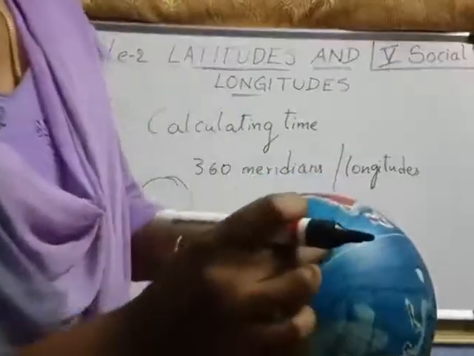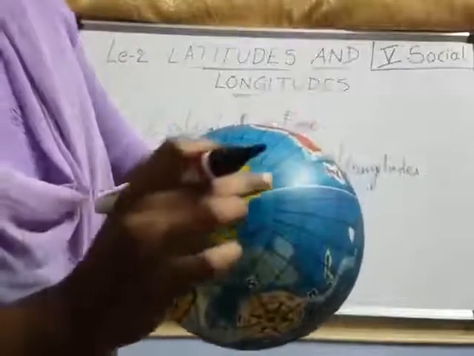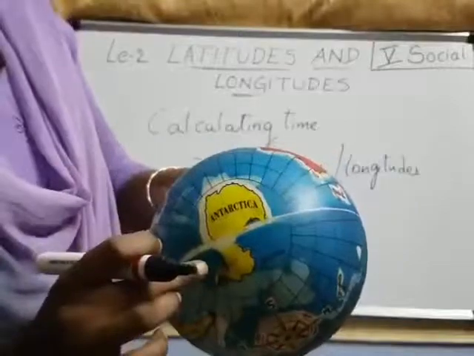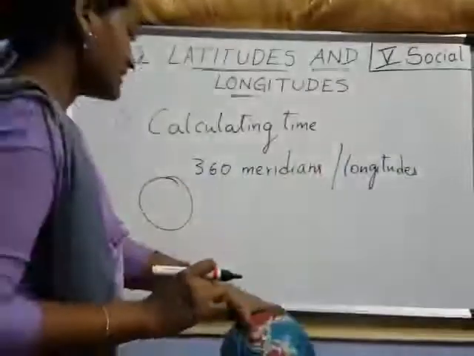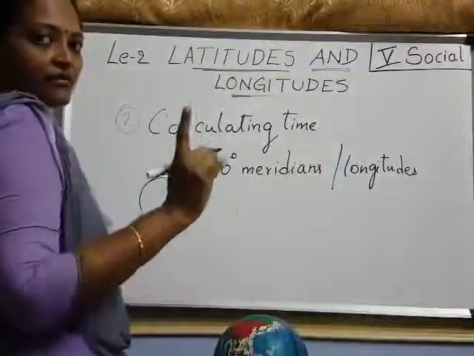Here 0 to 180 degrees, one half, and again 0 to 180 degrees, another half. So one round is completed. Watch, 360 degrees, all three. So the earth rotates 360 degrees for one round, right?